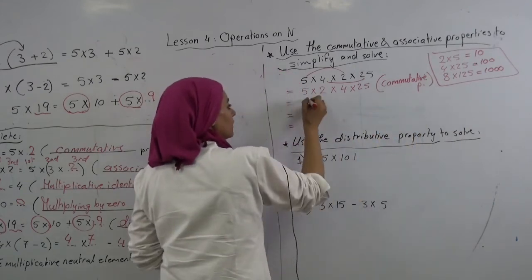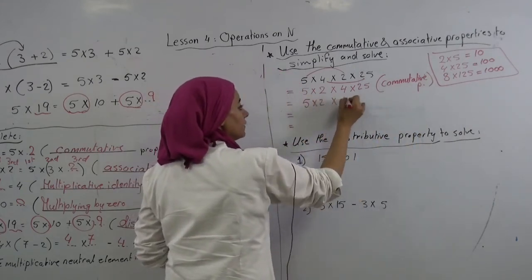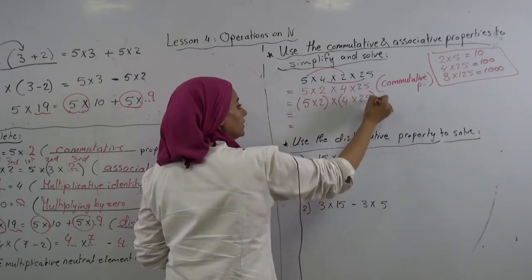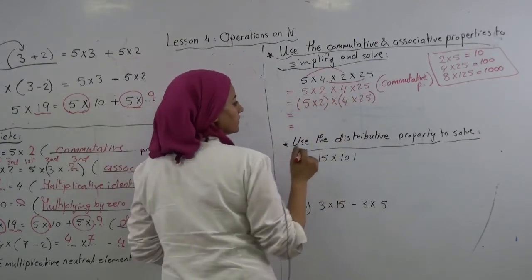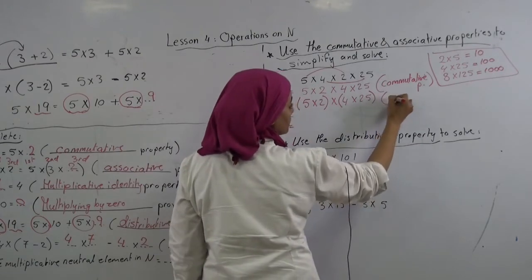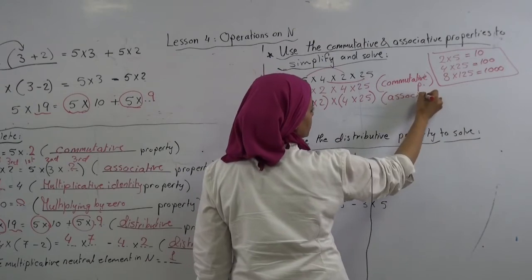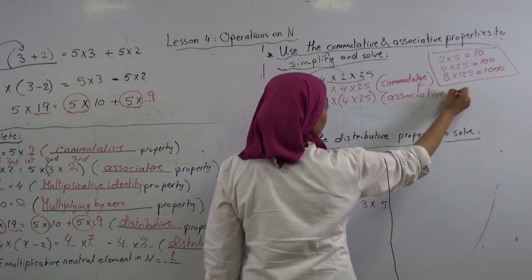The second line, we are going to write the numbers as they are and put brackets on what we want, which are the friends that are going to give us more zeros. Putting the brackets on the 2 numbers that we want is called the associative property.